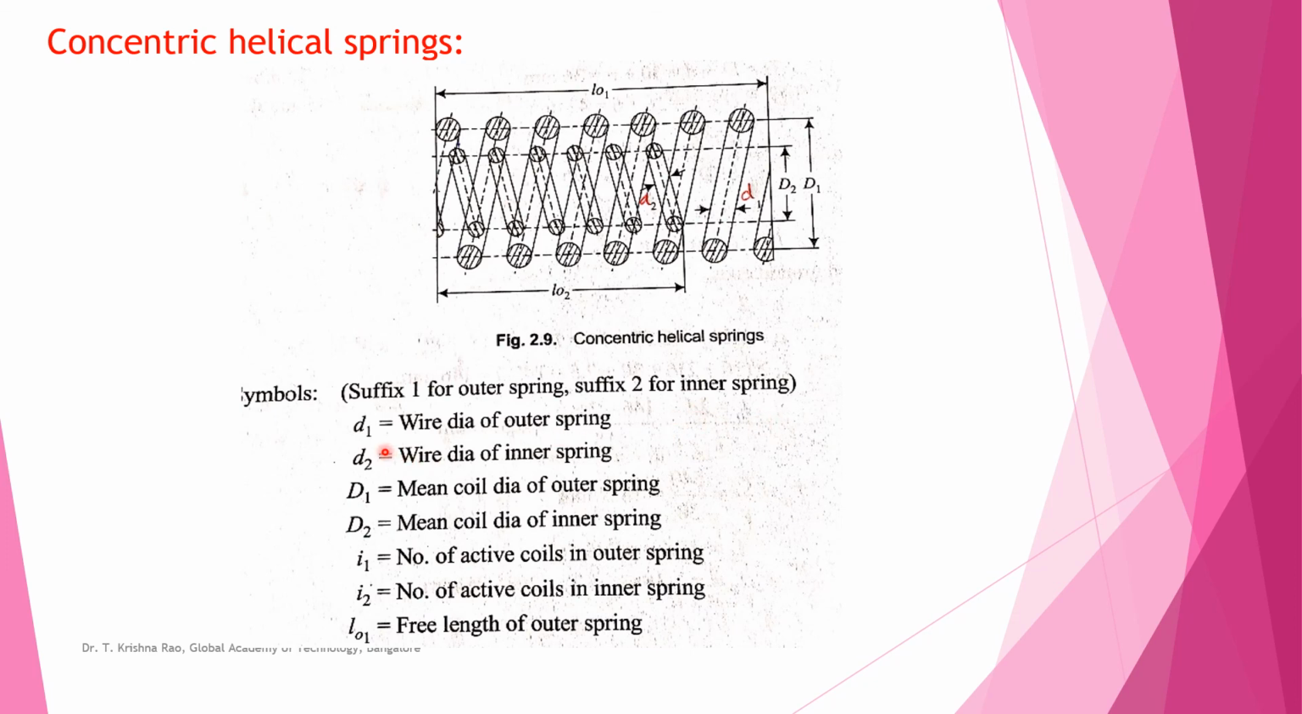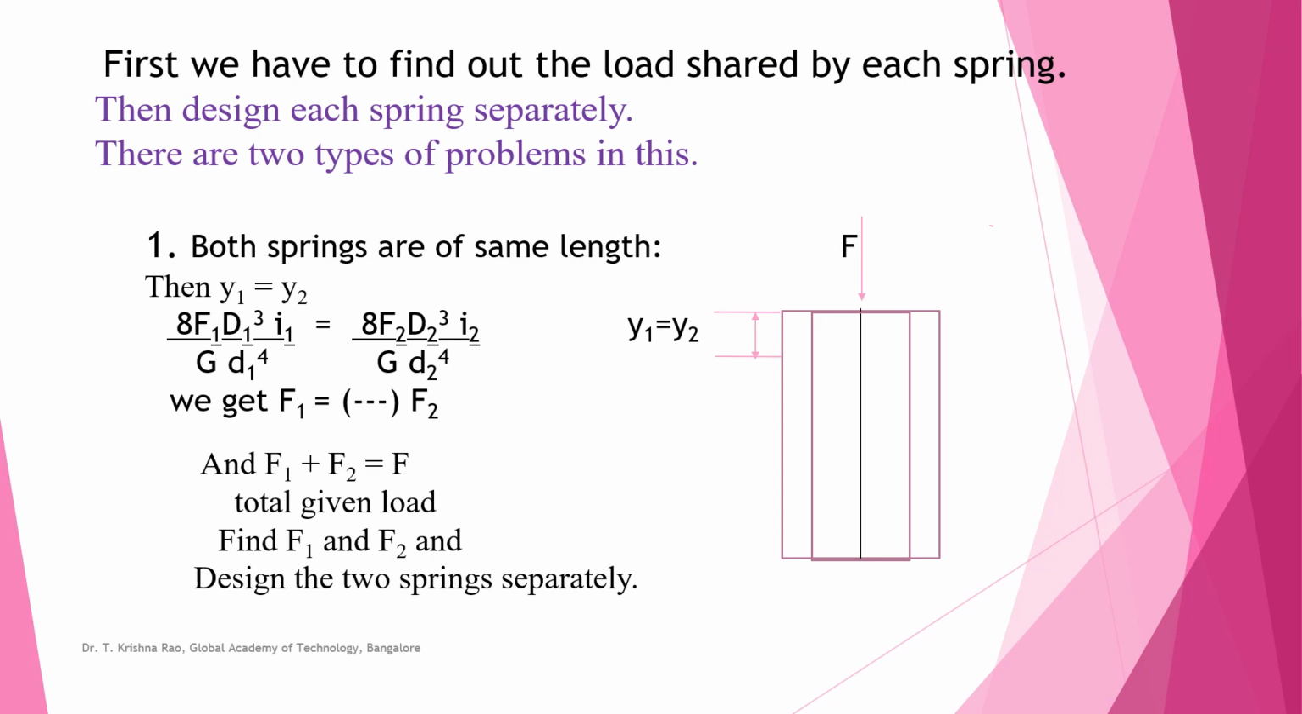For example, I have written some examples here. D is wire diameter, 1 for outer spring, 2 for inner spring. Capital D mean coil dia, 1 for outer spring, 2 for inner spring. Number of coils also, free length also, force also, like that. So how do we solve such problems? This is very easy. First we have to find out the load coming on each spring and design the springs separately. How to find the load coming?